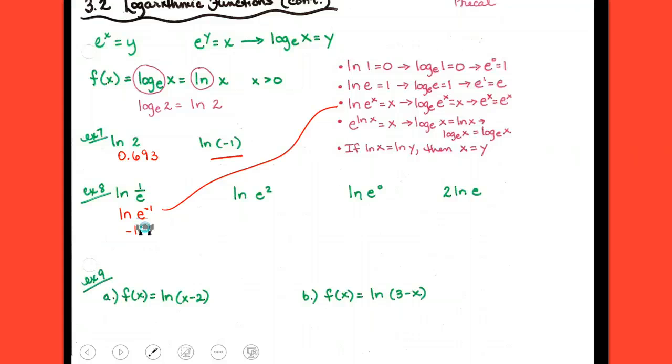Now, I could work this the way that we did the first half of this lesson. When we were working with logs yesterday, when we saw a log, the very first thing we did was we switched it to its exponential form, right? So if I had ln e to the negative 1, ln of course is log base e, I could switch that from its logarithmic form to its exponential form. So that would be e to the x equals e to the negative 1.